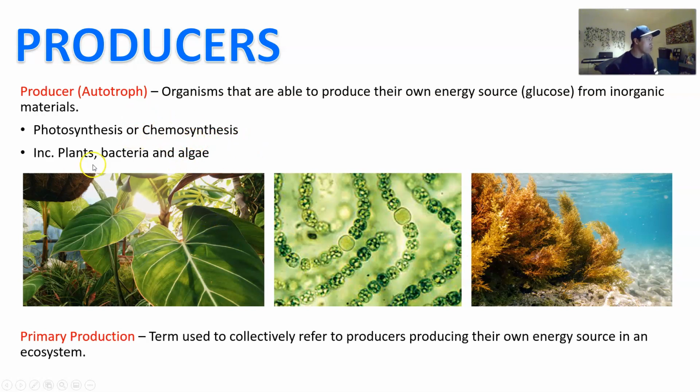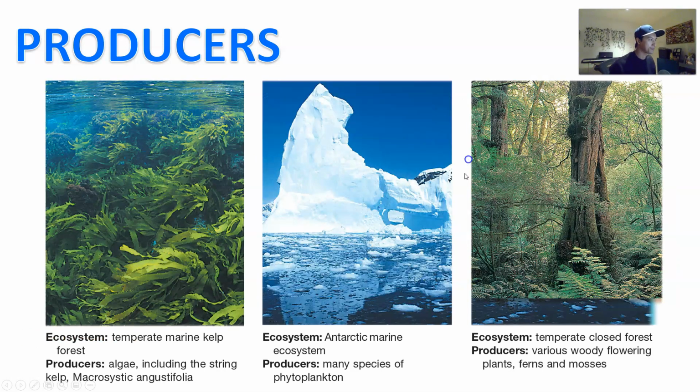So when we have a producer, the production of that, we call that primary production, right? The term used to collectively refer to producers producing their own energy source in an ecosystem and how much of it is being produced, right? Or the biomass of all the plants.